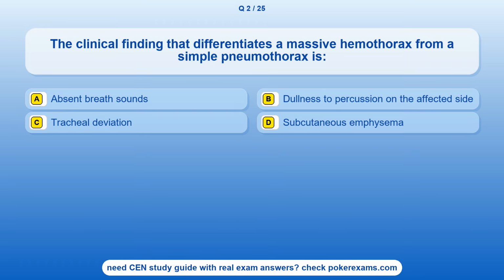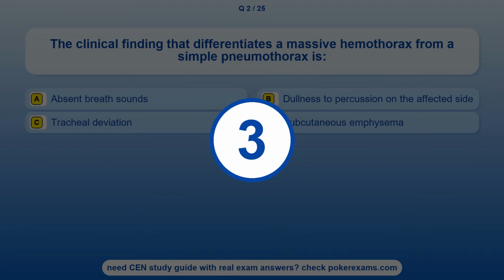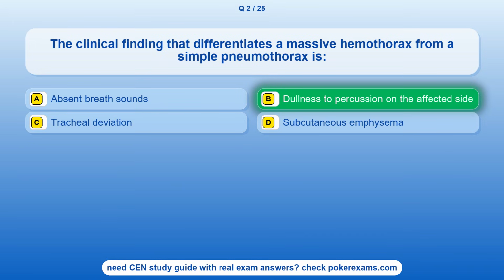Question 2. The clinical finding that differentiates a massive hemothorax from a simple pneumothorax is Option A. Absent breath sounds. Option B. A dullness to percussion on the affected side. Option C. A tracheal deviation. Option D. Subcutaneous emphysema. The correct answer is option B. Dullness to percussion on the affected side.